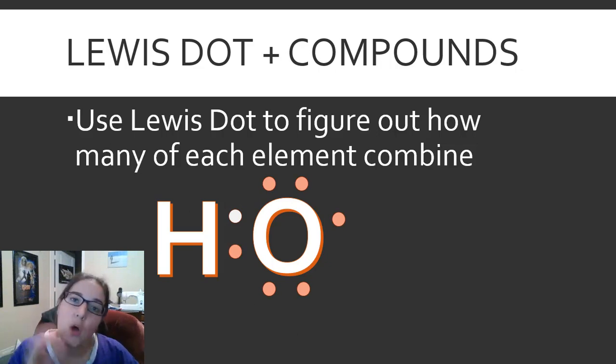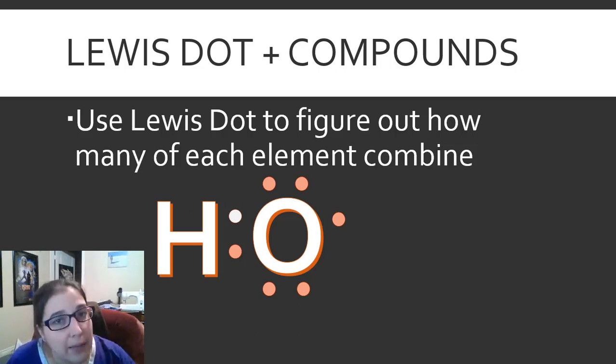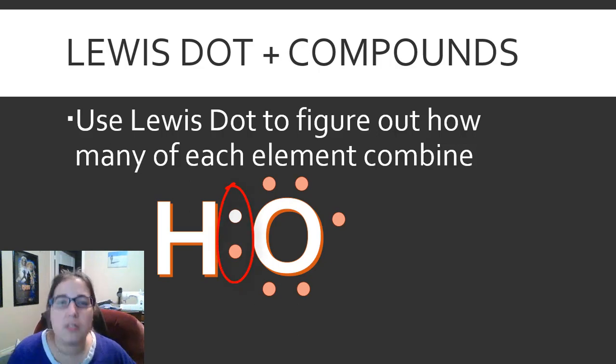Now, keep in mind all the atoms want to have a full outside shell. Hydrogen is tiny. It only has 1 energy level, and that 1 energy level can only hold 2 electrons. So check out hydrogen right there. Does it have 2 electrons nearby that it can use? Sure can. If it shares that 1 electron with oxygen, now hydrogen has 2. If oxygen shares that 1 white electron with hydrogen, now oxygen has 7.